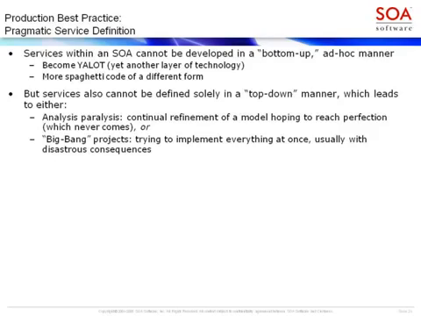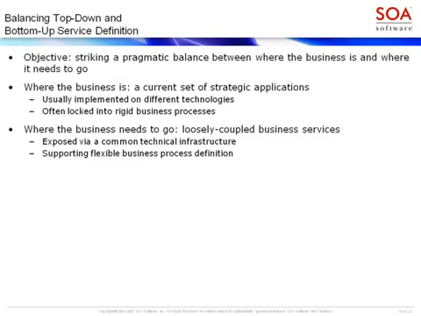So we need to strike a pragmatic balance between the business needs and where the business is. Where the business is, our source system capabilities, our existing capabilities, we already have a set of applications that are running the business. And we need to ensure that we don't break those capabilities, but we want to enhance and expose aspects of those capabilities going forward, so we have more flexibility.